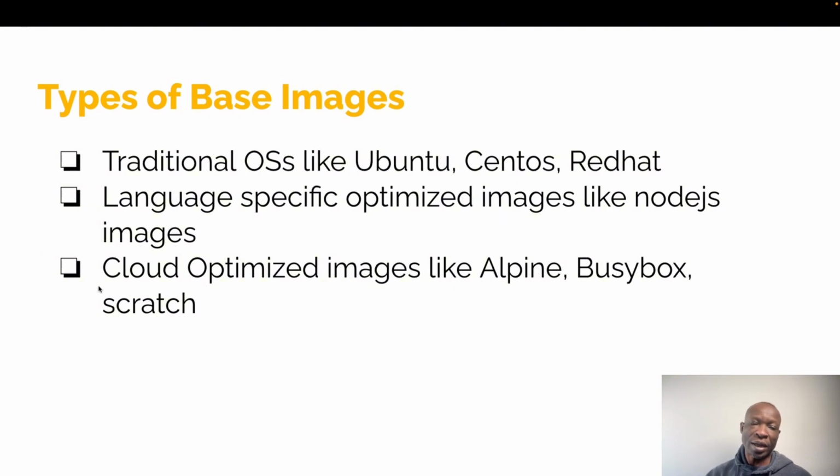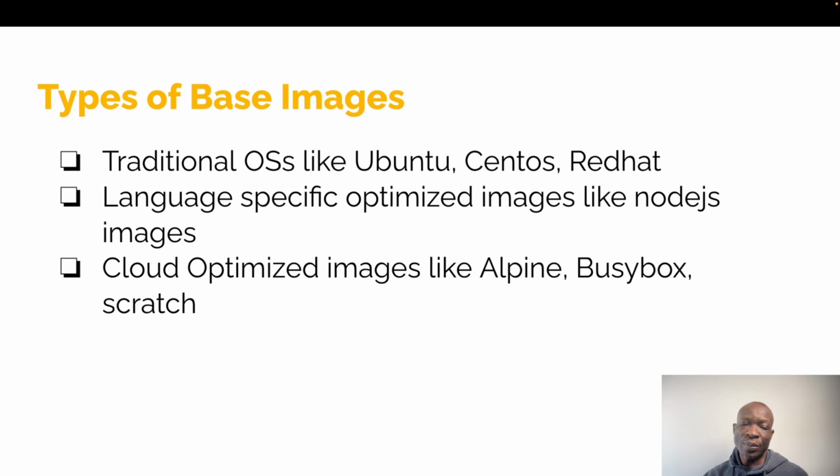Another one, the last one here, is cloud optimized images. An example of this is Alpine. You hear a lot about Alpine, BusyBox, or even something called Scratch. These images have been customized for, I can say, the cloud or the containerized environment. So if you compare an Alpine image to Ubuntu, for example, Ubuntu may be, let's say, 300 megabytes, 200 megabytes. Alpine may just be about 10 megabytes or less, or slightly more than that. So there's a huge difference in the size of these images.